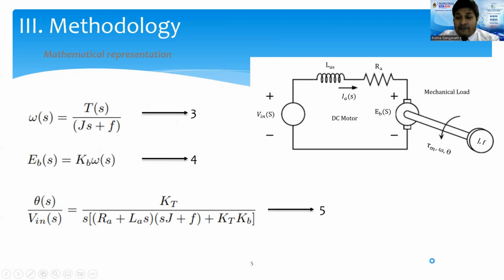Applying the Laplace transformation to both sides, we got the omega equation as you can see in equation number 3. Moreover, the induced EMF in the armature is called back EMF, and according to Faraday's law of induction and considering the angular velocity, the back EMF equation can be obtained as you can see in equation number 4. After deriving all the equations, the transfer function of the DC motor was demonstrated as you can see in equation number 5.